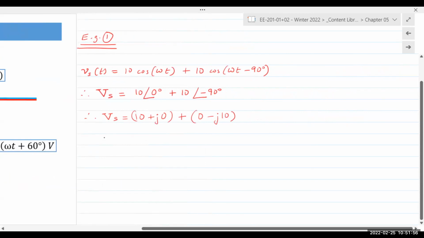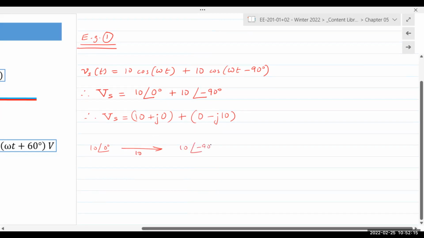So 10 angle 0 means it lies on the x-axis. Angle is 0, so it lies on the positive real axis with a length of 10.